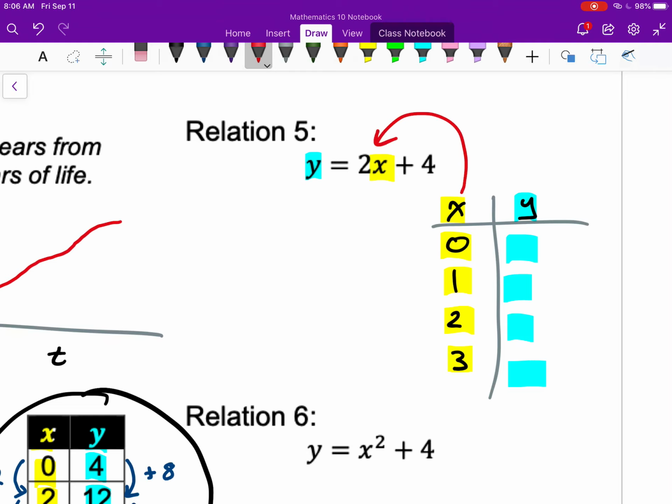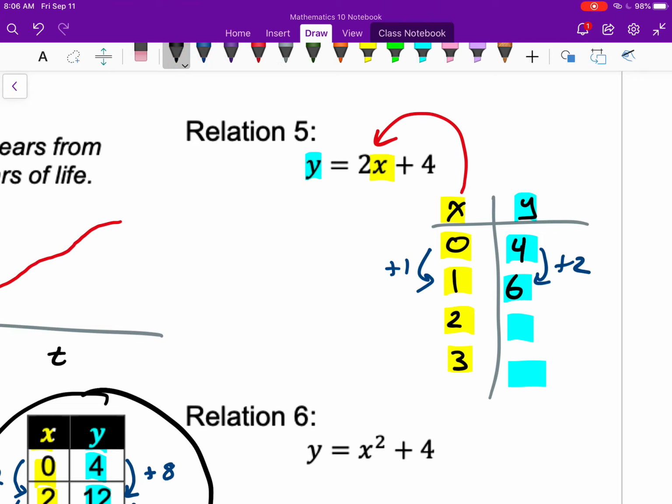I get out. 2 times 0 is 0. 0 plus 4 is 4. OK, that alone doesn't tell me anything. Try it for the next one. Put a 1 into there. 2 times 1 is 2. 2 plus 4 is 6. So far, I can now see when x goes up by 1, y goes up by 2. If this is linear, that should continue for all of these.